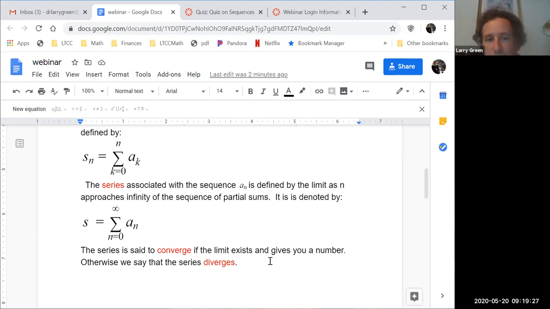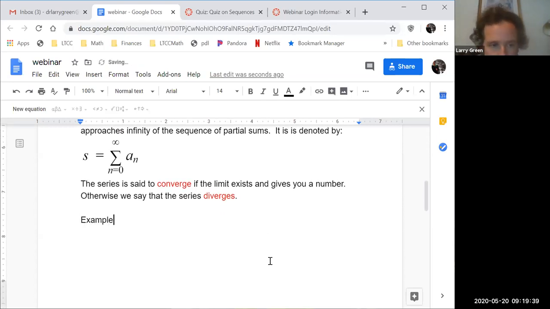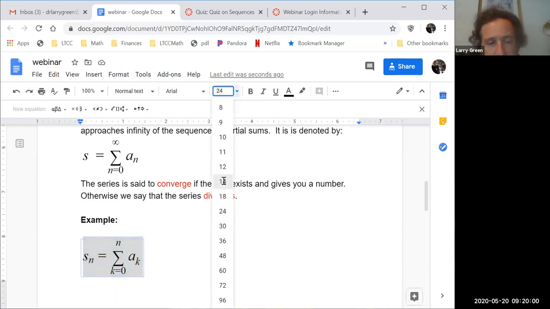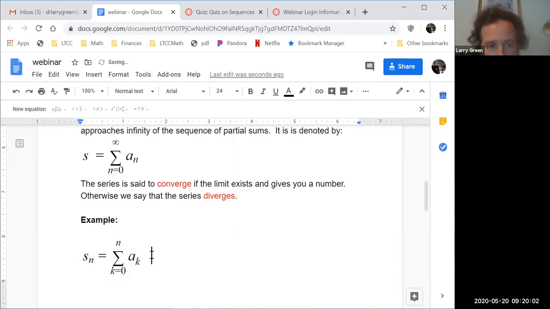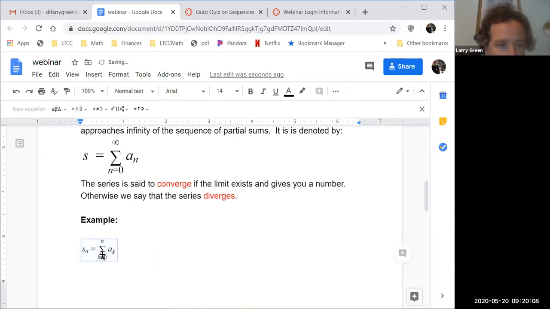How that works? Okay, so now I'm going to do an example. I'm going to first write the example, and then I'm going to talk about what kind of example it is. I want to do an example that looks pretty nasty, and that's important. It's important to understand that not everything is easy. Let's look at the series.